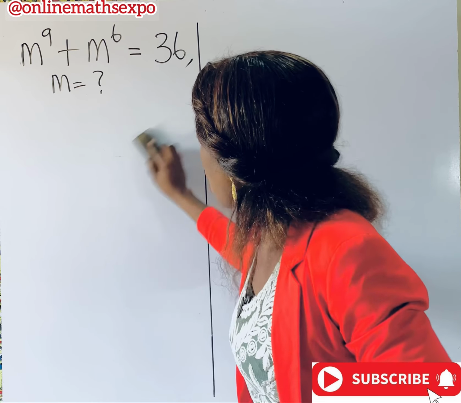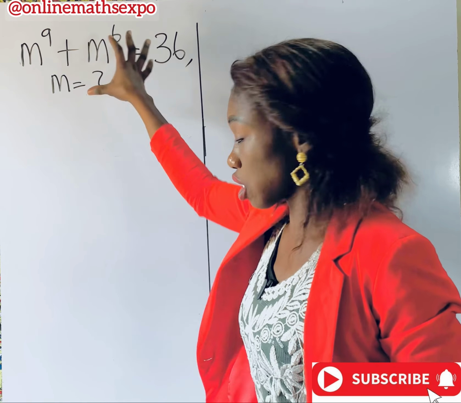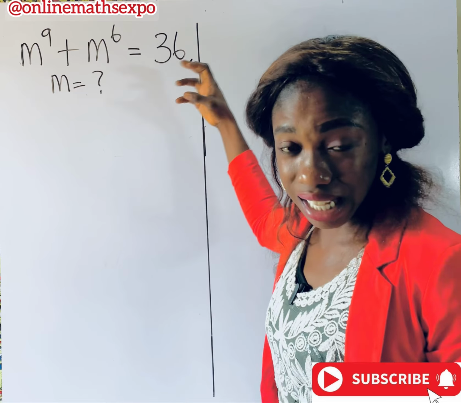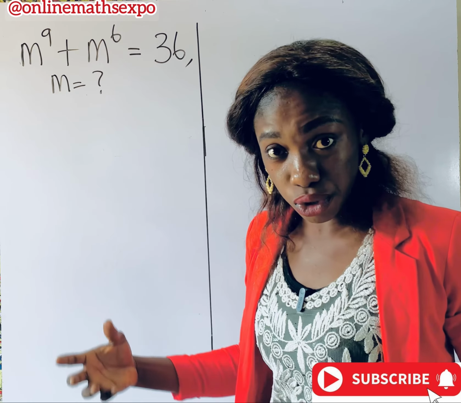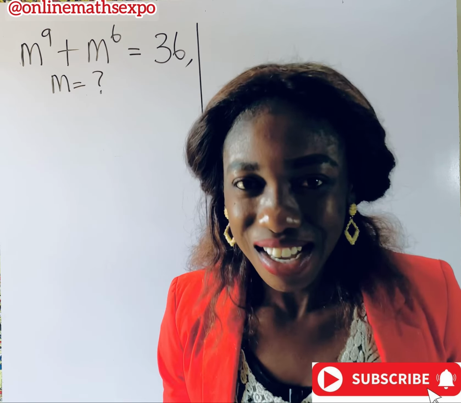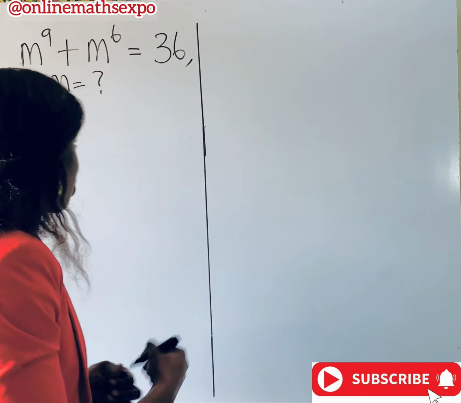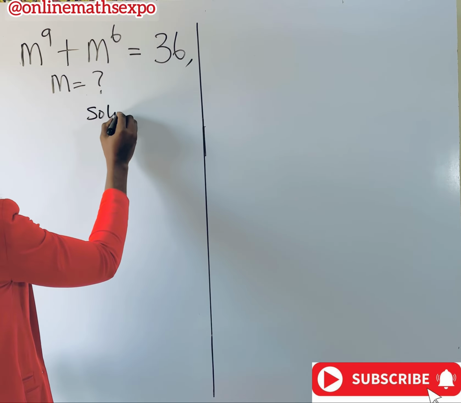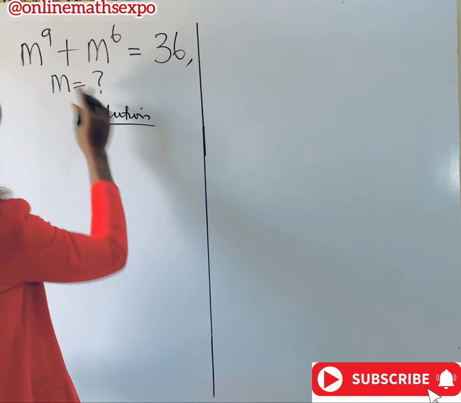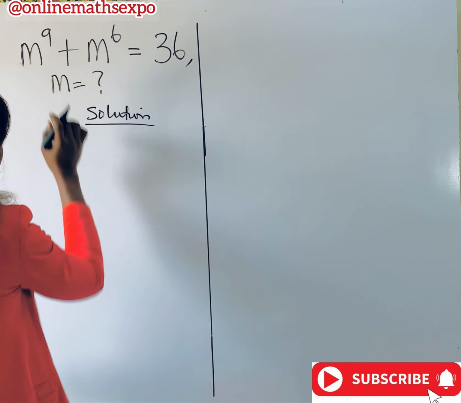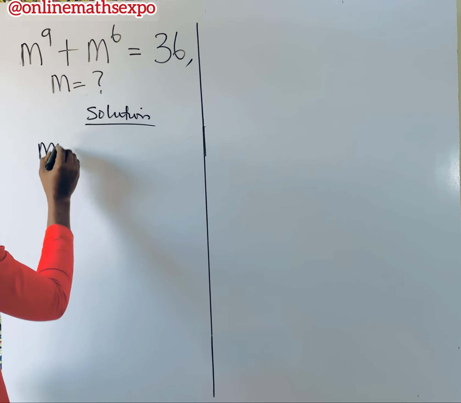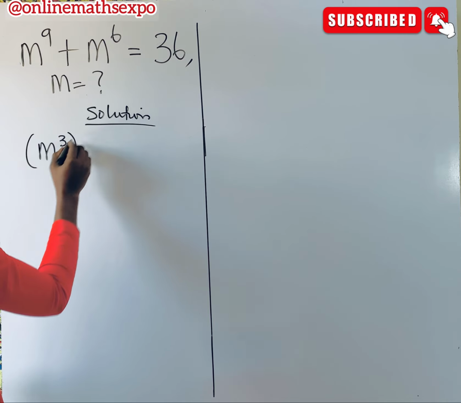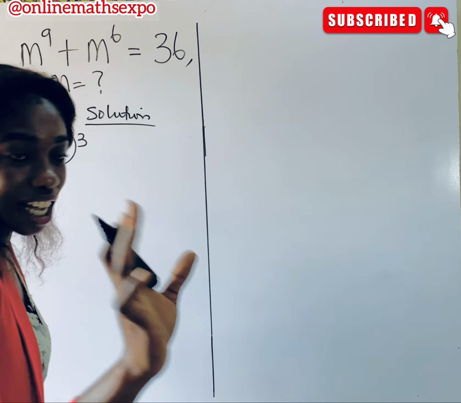Now, the secret to answering this kind of question is that solving it straight like that may cause a lot of confusion. So I will advise you, reduce it. Let me show you how to reduce. So to do that, we are going to have the solution. So look at what we have. To reduce this, we are going to have m to the power of 3 multiplied by 3. Why did I do it this way?